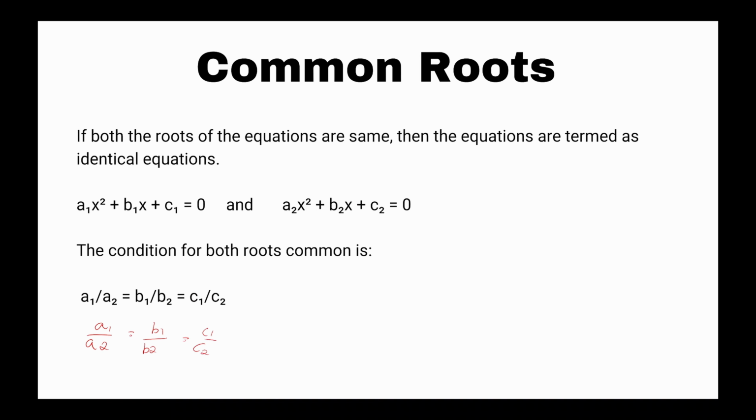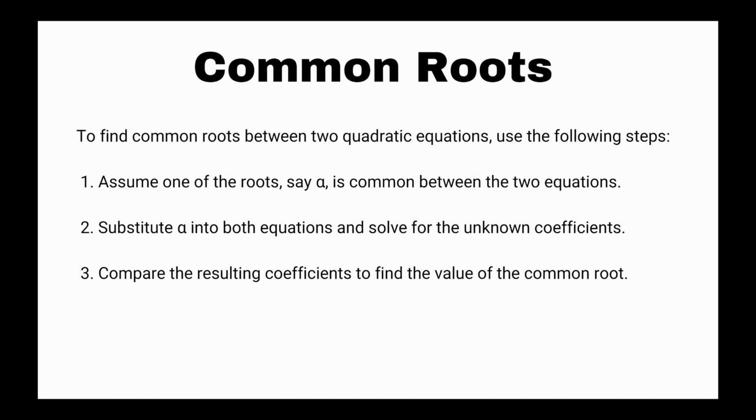So that means my first equation and my second equation are basically in proportion. They are going to be in the same proportion if I have both common roots. So keep this condition in mind for two common roots. Now, to give you a simple step-by-step method of finding common roots.